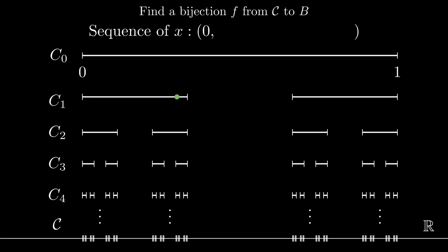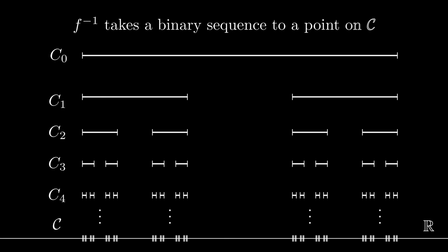Now for the interval that the point is on in C1, we once again see if it lands on the left or right one in the next iteration, and assign the next digit in the same way. If we continue in this manner, we'll arrive at an infinite binary sequence. This function has an inverse, since we can follow the sequence in a similar way to reach a point in C.